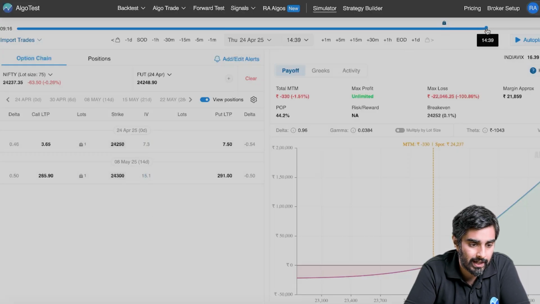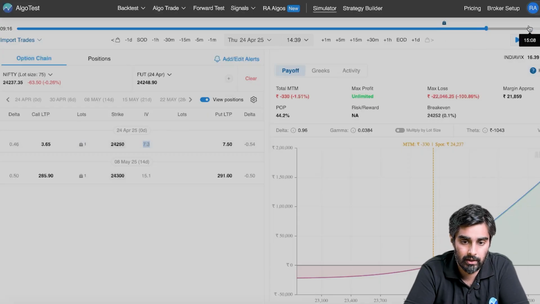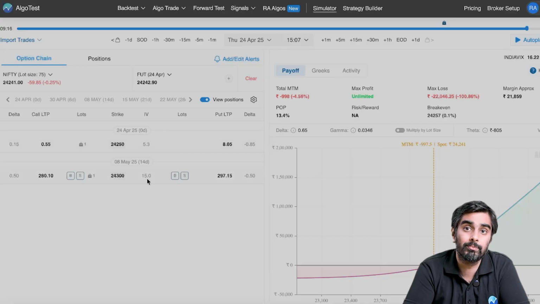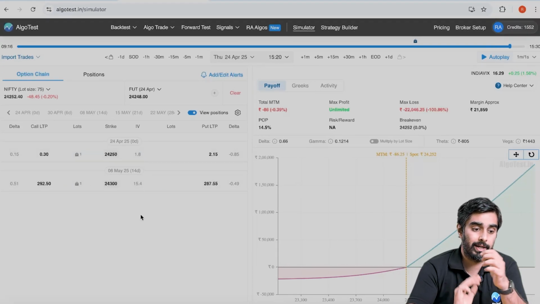As I move ahead in time, what you'll see is this IV has only moved by 0.3 points, right? But this one has moved by a few points. It's gone from 4 to 7. Let's move it again. Now it's gone from 7 to 5, but this hasn't moved. This has barely moved, right? Look at this guy now. It's at 1.8 right now, right?